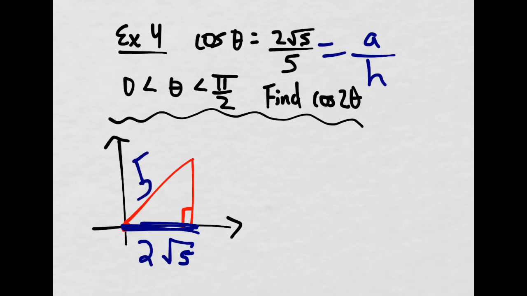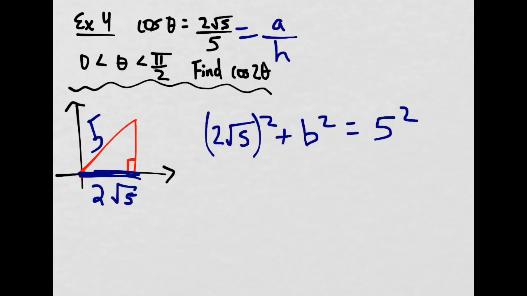Since it's clearly not a triple, you've got to use the Pythagorean theorem. So we set up the Pythagorean theorem. Since the hypotenuse is always c squared, and I don't know this other leg, I'm just leaving it as b squared. Alright, if I square 2 root 5, it's 2 times 2, which is 4. Square root of 5 times square root of 5 is 5. 4 times 5 is 20.